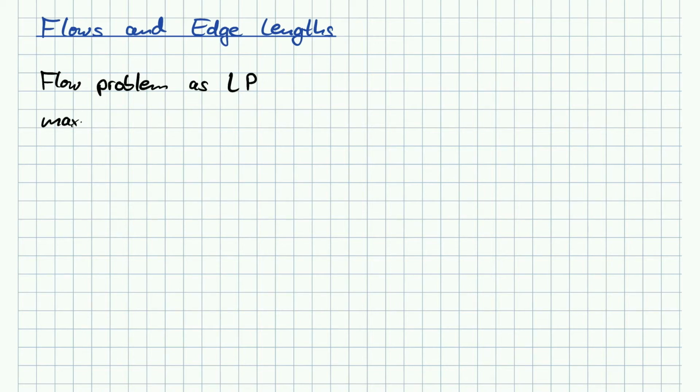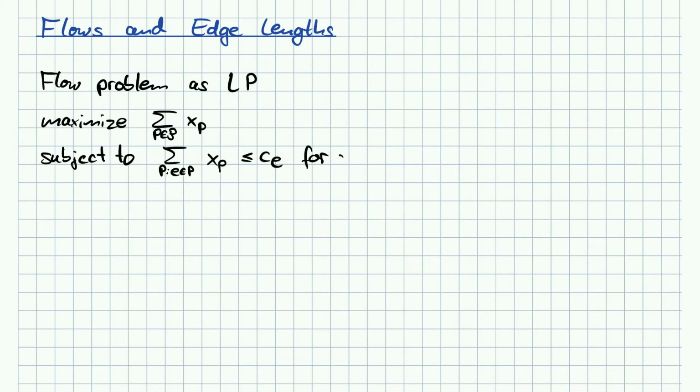You would want to maximize the sum of flows along all paths subject to the capacity constraints, meaning that on every edge, the capacity is not exceeded. And of course, you would also want to have only non-negative flow values on every path.